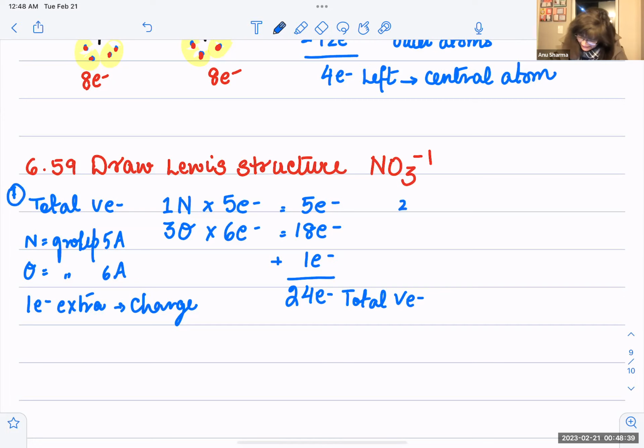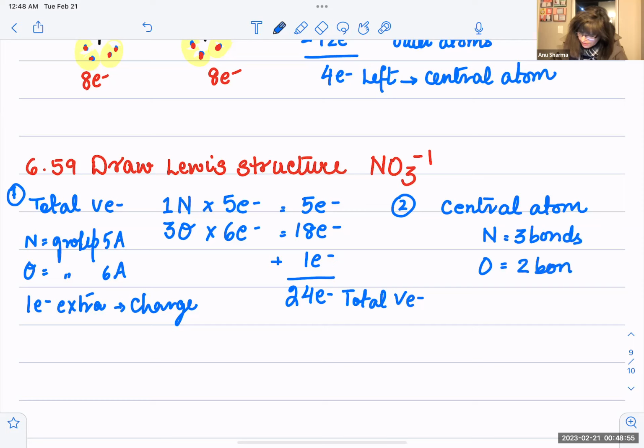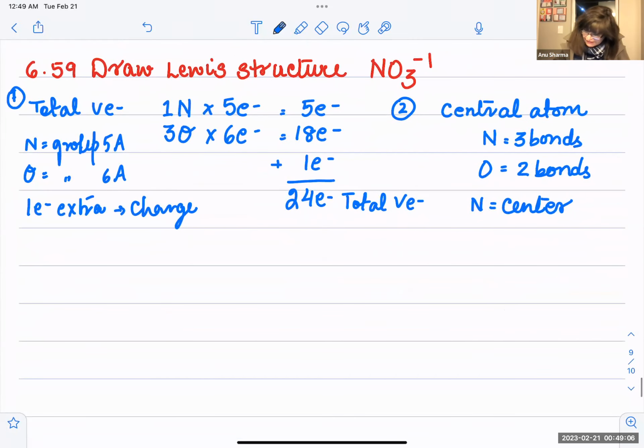Next thing is, which should be the central atom? Should it be nitrogen or oxygen? Remember that nitrogen can make 3 bonds, but oxygen can make 2 bonds. So remember, the bonds always take precedence. So in this case, nitrogen has to be put in the center.